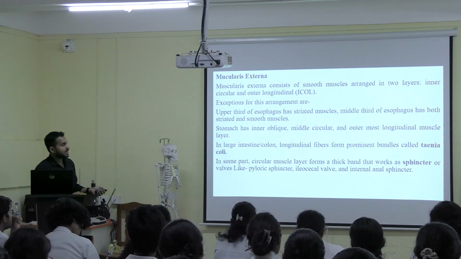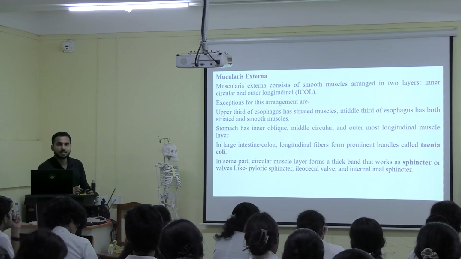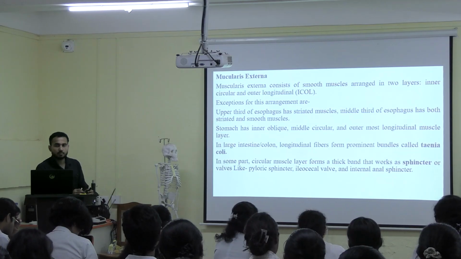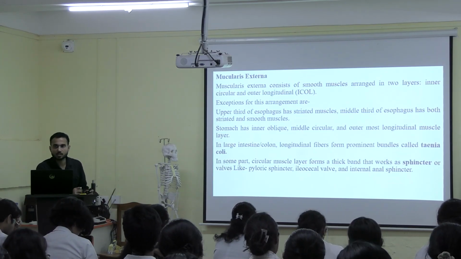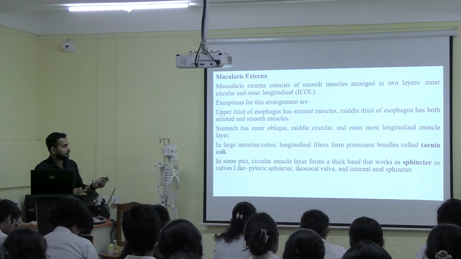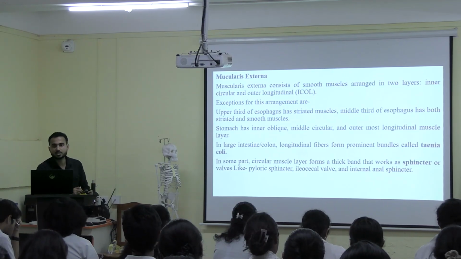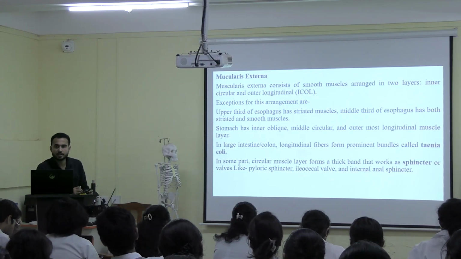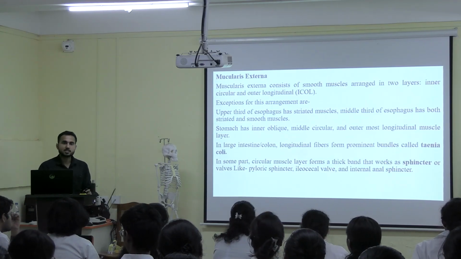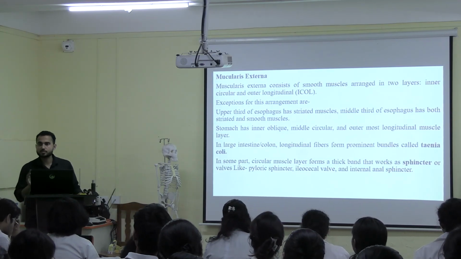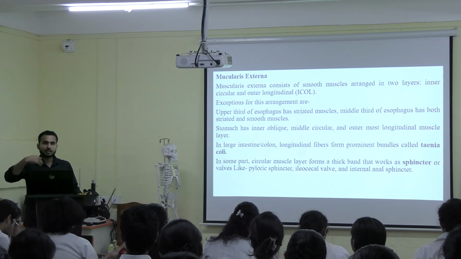Okay, next muscularis externa. So muscularis externa, again, is a smooth muscle layer. Mainly it is arranged in two layers, inner circular and outer longitudinal, but there are some modifications. First of all, if you see the stomach, an additional layer is present in between these two layers. Next, if you see the esophagus, can anyone tell me what is the length of the esophagus?